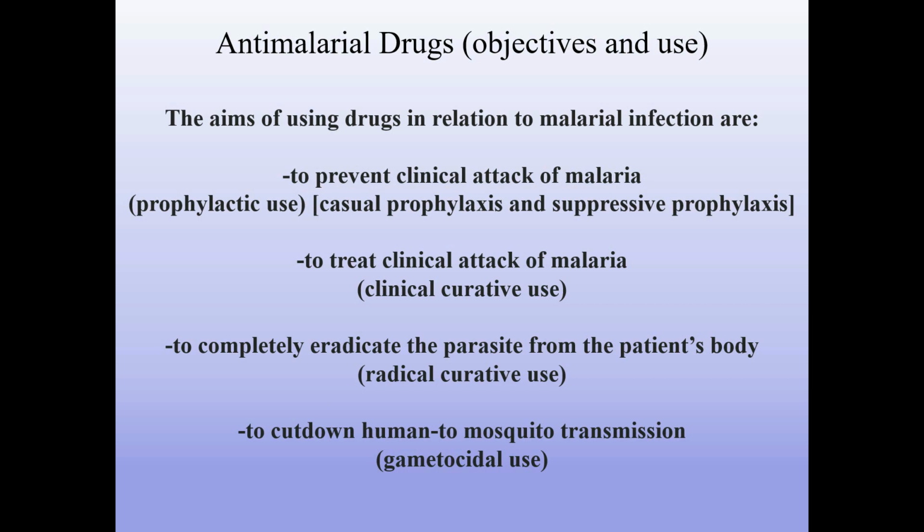Objectives and use. The aims of using drugs in relation to malarial infection are to prevent clinical attack of malaria, prophylactic use, causal prophylaxis and suppressive prophylaxis; to treat clinical attack of malaria, clinical curative use; to completely eradicate the parasite from the patient's body, radical curative use; to cut down human-to-mosquito transmission, gametocidal use.